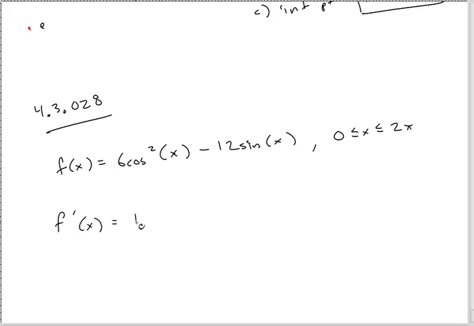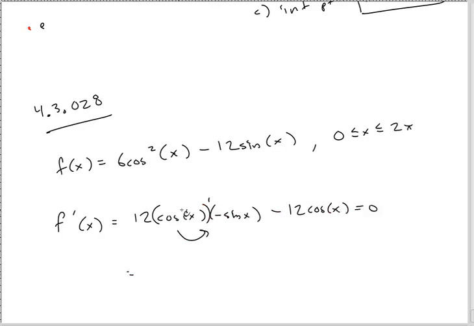The 2 comes down to the front, makes a 12, leave the inside alone. Derivative of cosine is a negative sine. That's the chain rule going on, okay? This is technically 1 power now. Same thing with the sine, well, not the same thing, but sine will go to just plain old cosine, like that. And I want to set this whole thing equal to 0.